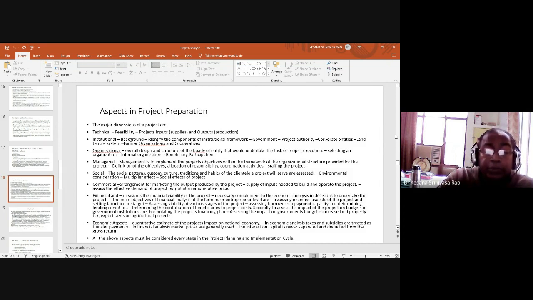All the above aspects must be considered at every stage in the project planning and implementation. All the heads, the more than 8 heads which we have discussed, we have to discuss every day and implement along with the implementation cycle.